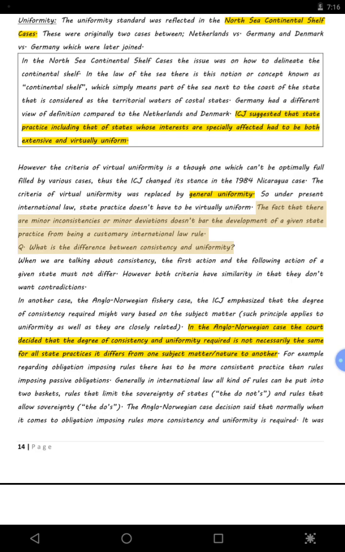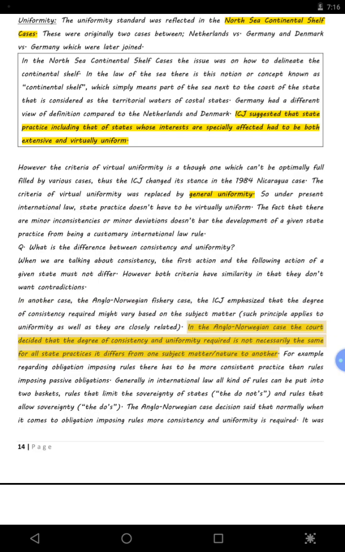What is the difference between consistency and uniformity? When we are talking about consistency, the first action and the following action of a given state must not differ. However, both criteria have similarity in that they don't want contradictions. In another case, the Anglo-Norwegian fishery case, the ICJ emphasized that the degree of consistency required might vary based on the subject matter. Such principle applies to uniformity as well, as they are closely related.